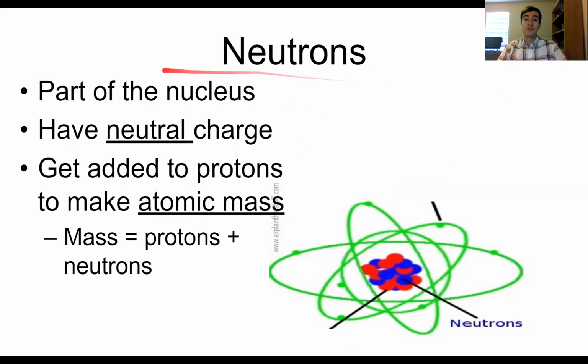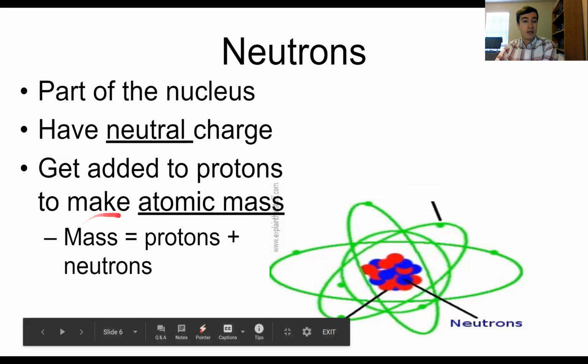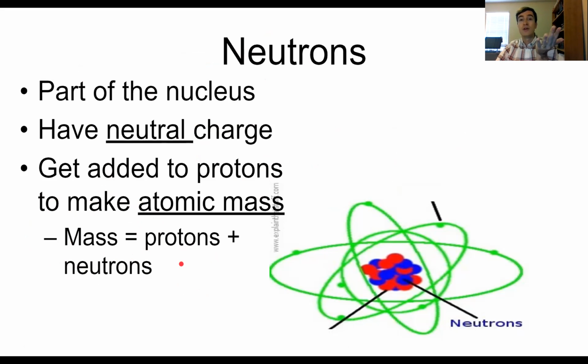So the cool thing about neutrons is that if you take the protons and the neutrons together, that pretty much tells you the mass or the atomic weight of the atom. So we'll talk a lot more about mass in a couple slides, but just keep in mind for right now that the mass of an atom, you can figure it out by doing the protons plus the neutrons. So if you know how many protons an atom has, and you know how many neutrons an atom has, if you add those together, you'll be able to figure out the weight or the mass of the atom.